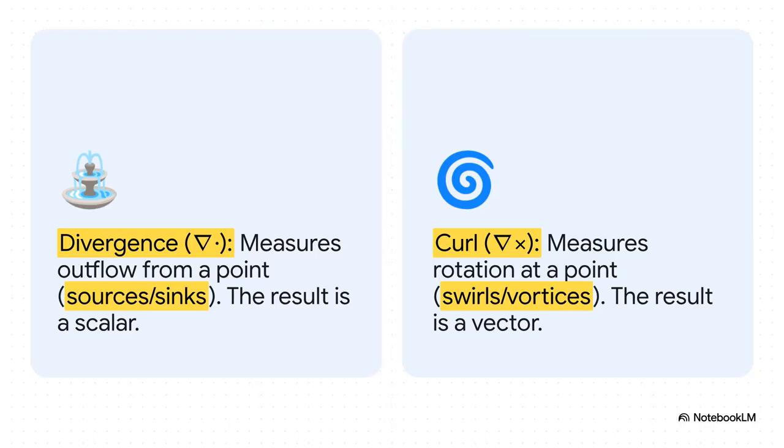So let's break that down. Divergence, that's the nabla with a dot product, measures the outwardness from a point. Is stuff flowing out or flowing in? It gives you back a single number, a scalar. Simple. Then you have curl. That's nabla with a cross product. This measures the rotation at a point. Is the field swirling around? And because a swirl has an axis of rotation, the answer has to be a vector. It has both a magnitude and a direction. That's it. Sources and swirls. Those are our building blocks.